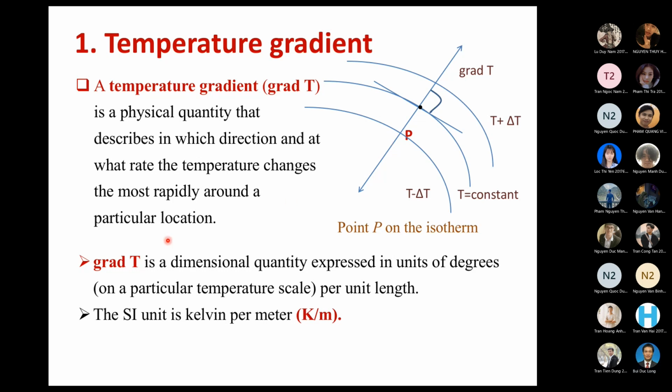So gradient temperature is a dimensional quantity, expressed in units of degrees on a particular temperature scale per unit length. So the units in SI will be Kelvin per meter. How many Kelvin per meter? So here you can see.